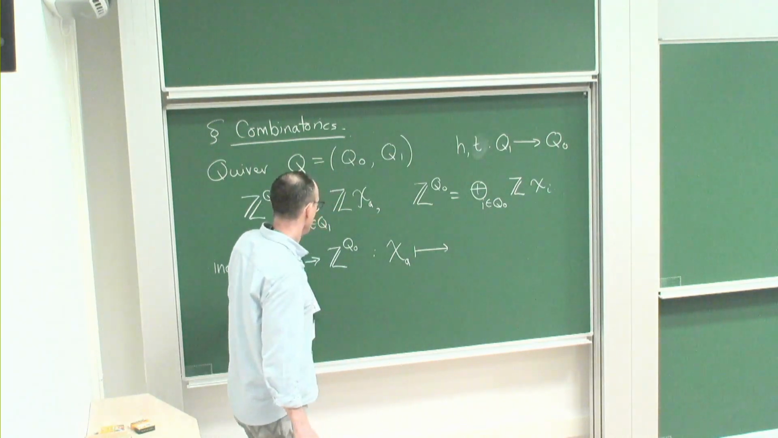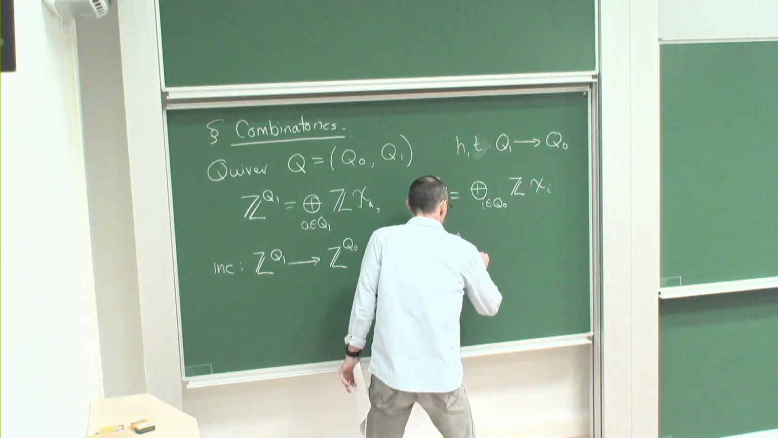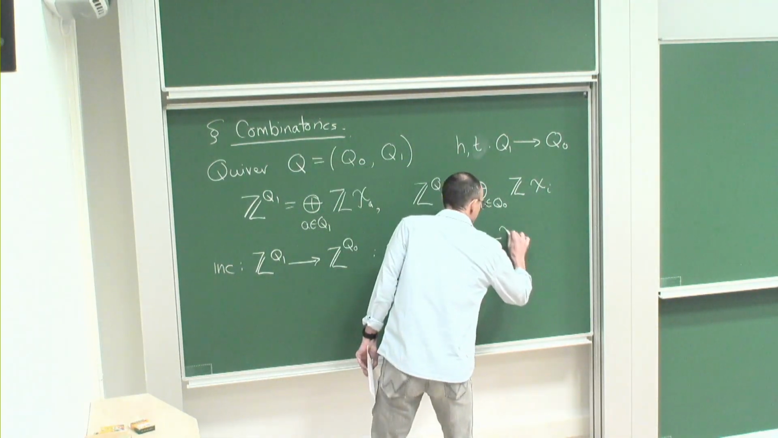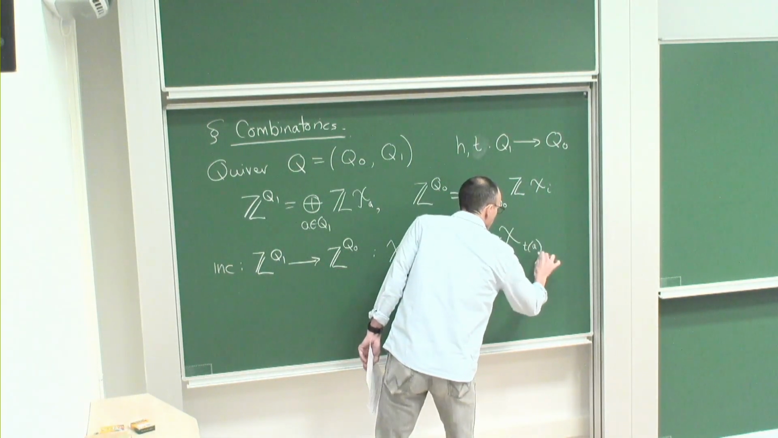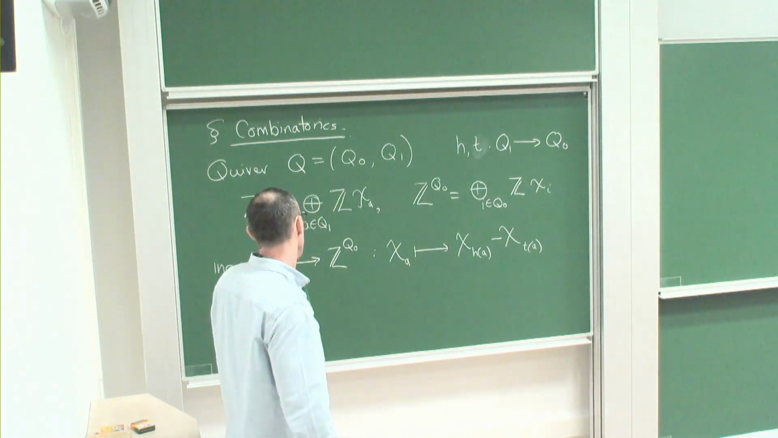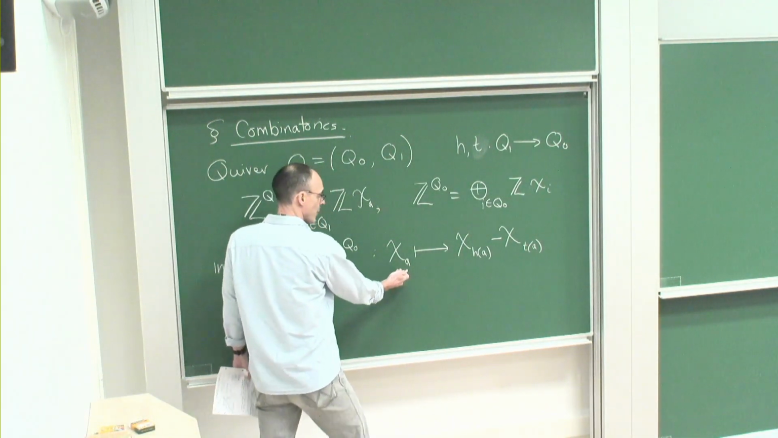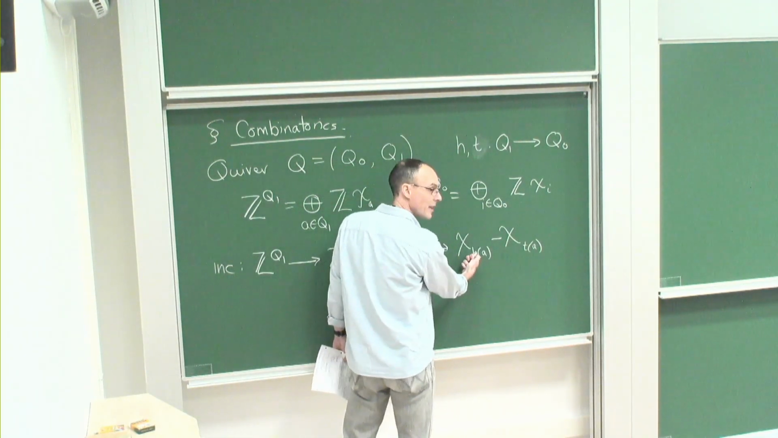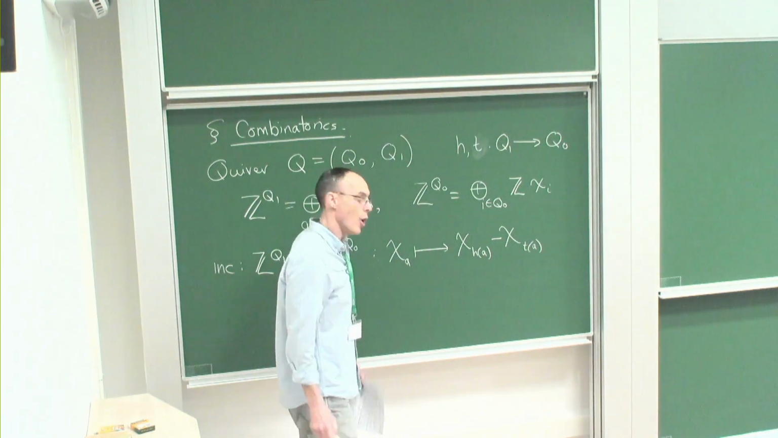So for every arrow, I associate the difference of the head and the tail. If you like, this is nothing more than a matrix where the columns are indexed by the arrows, the rows are indexed by the vertices, and in every column I've got a +1 on the head and a -1 on the tail.